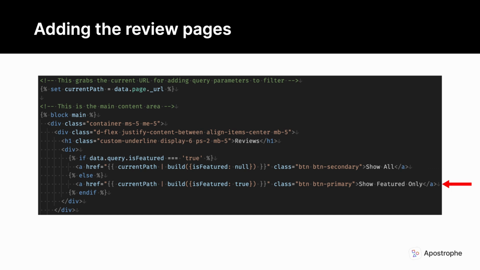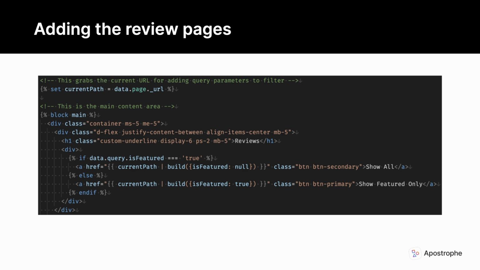If the query parameter isn't present in the current page URL, a show featured only button with primary Bootstrap styling will be added. The URL for this button will also be constructed with the same filter, but the isFeatured equals true query parameter will be added to the URL. Please note that this is completely independent of the fact that we are using isFeatured as a filter for the piece manager. Most schema fields have filters already available.